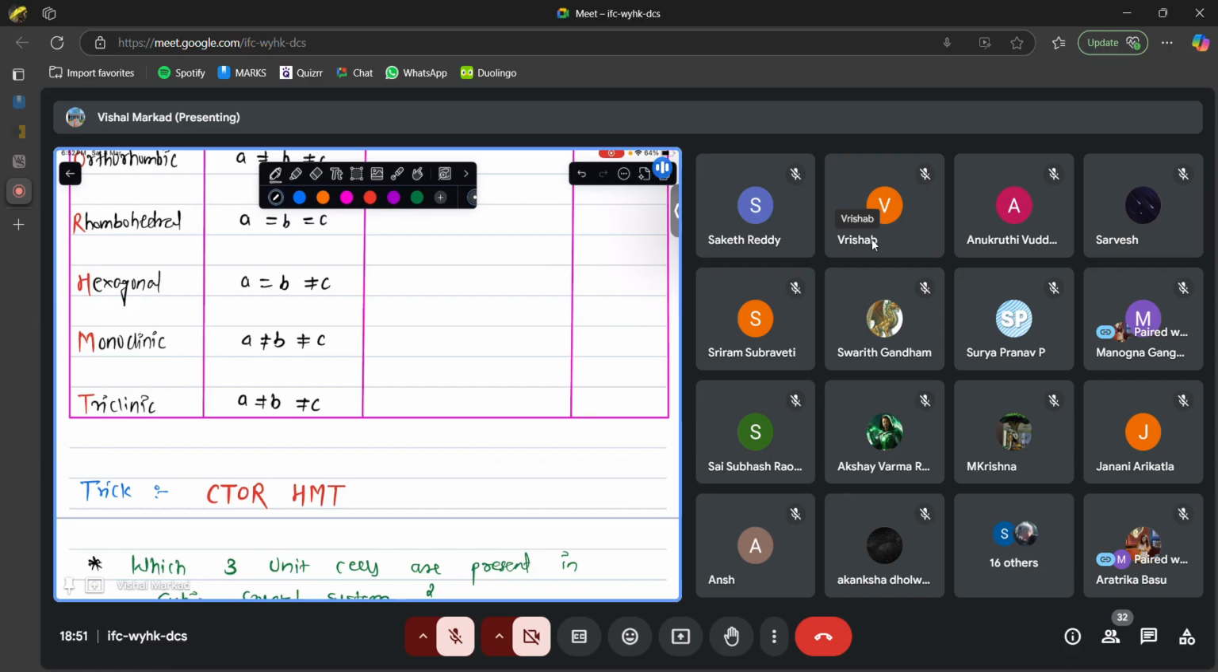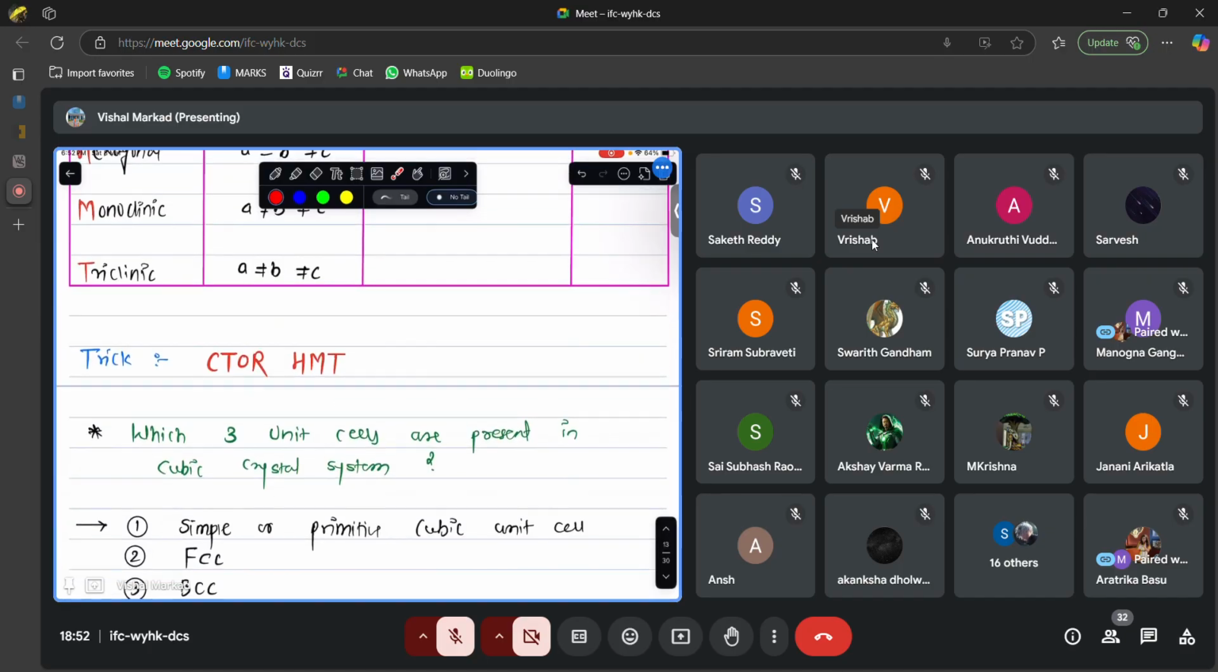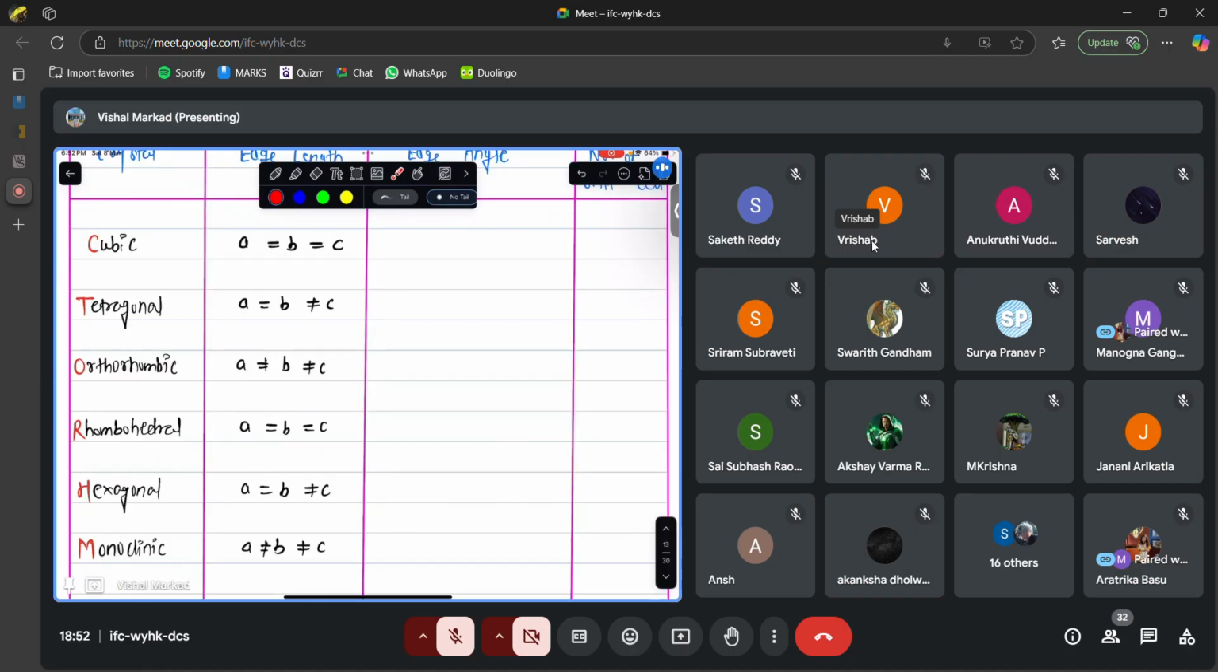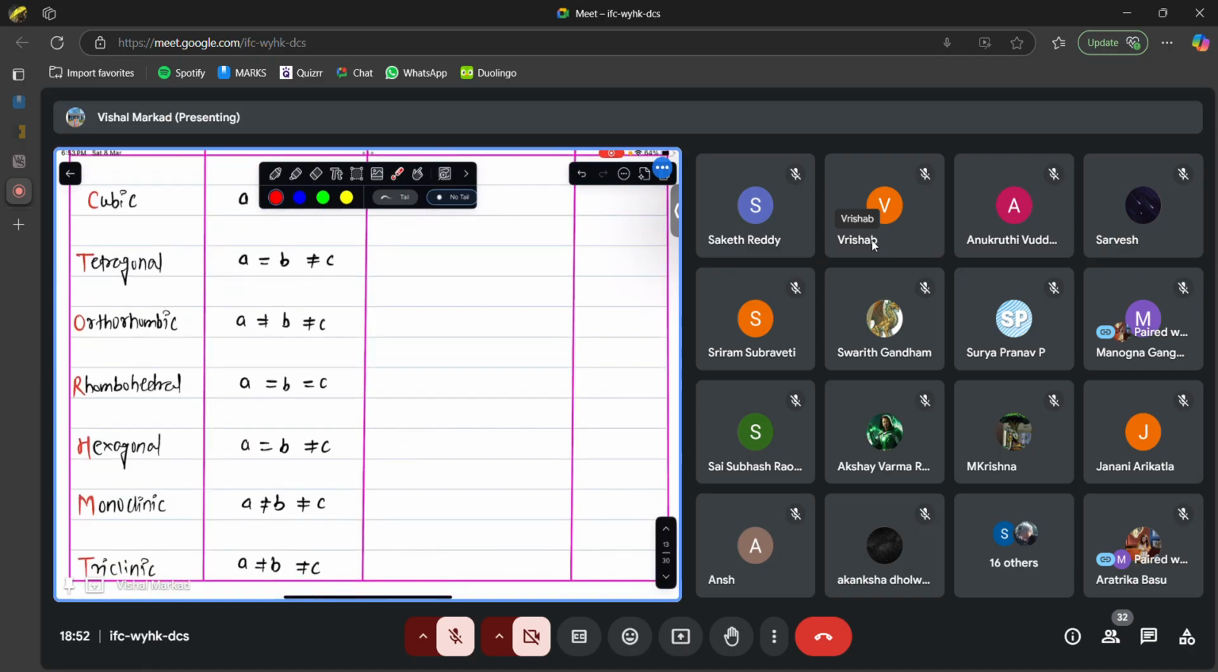So when I am talking about monoclinic and triclinic, are the edge lengths A, B, C the same? No, sir. Cubic will have the same, right? A, B, and C, all three will have the same value. But when it comes to monoclinic or triclinic, they will not have the same value. Clear? So you better remember it this way, this CETOR HMT. C stands for cubic, then tetragonal, orthorhombic, rhombohedral, hexagonal, monoclinic, and triclinic.